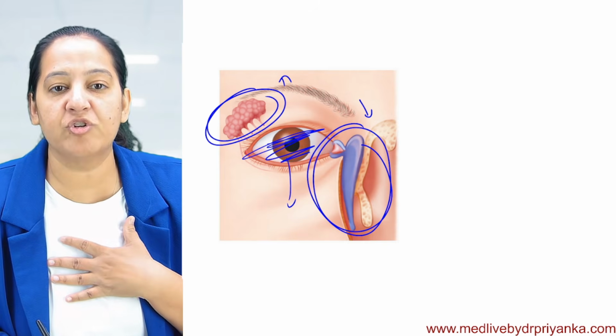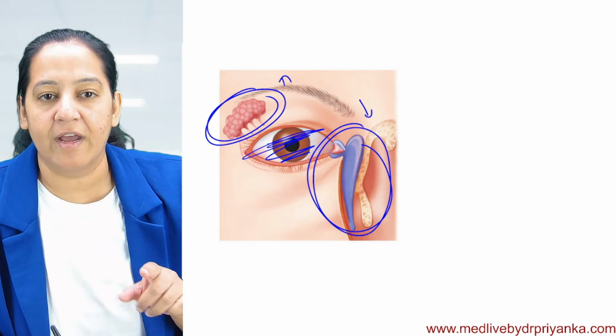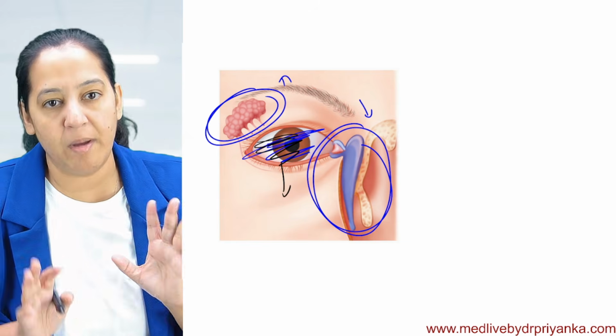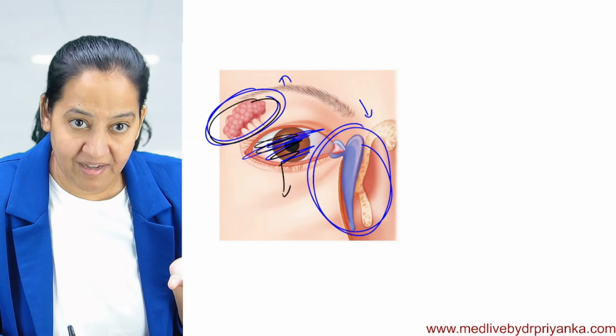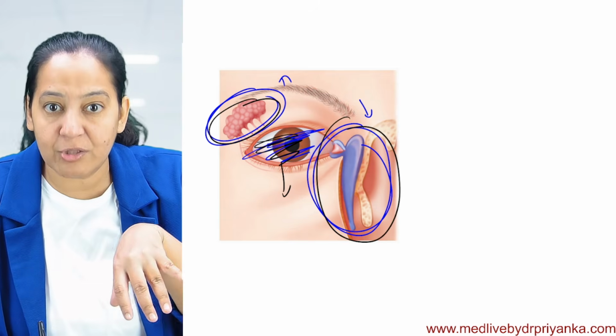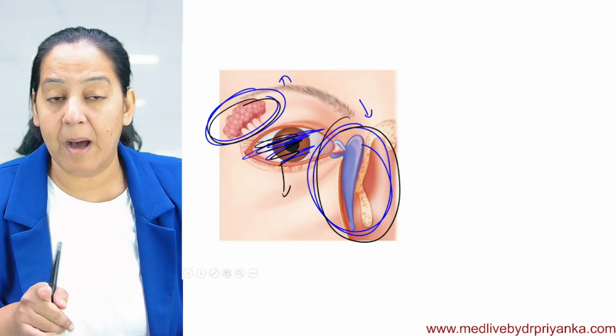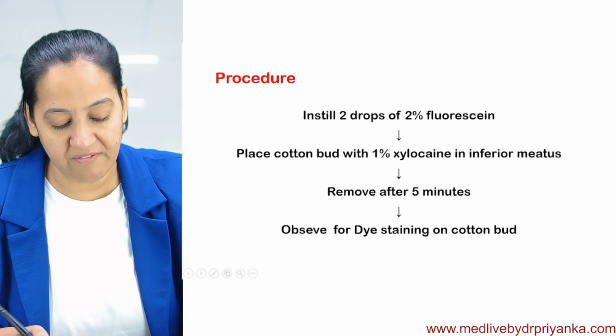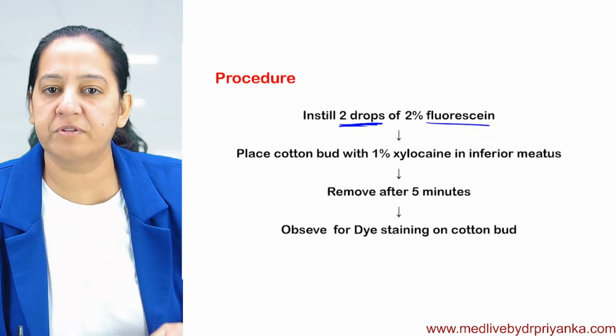So if the patient comes to me saying, doctor, I'm having watering eye, constantly tears are coming out of my eye. Either the lacrimal gland is defective, it's overfunctional, or the drainage pathway is defective, it's underfunctional. So I will apply the primary Jones dye test. What will I do? I will instill 2 drops of fluorescent dye.